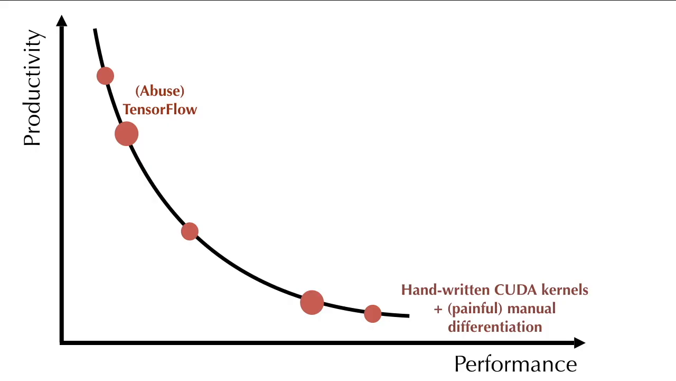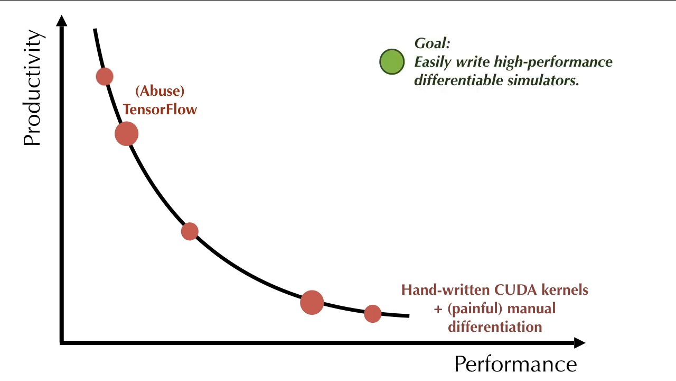I'll talk about why TensorFlow is slower in a moment, but now let's just focus on a high-level view of this problem. So you have a trade-off between productivity and performance in developing differentiable physical simulators. You can either abuse TensorFlow, or you can handwrite CUDA kernels, and you cannot get the benefits of both worlds. TensorFlow gives you auto differentiation, but it's very slow for writing simulation. CUDA kernels are high performance, but you have to derive the gradients manually, which is a really painful process. The question is, is there a way for us to easily write high performance differentiable simulators?